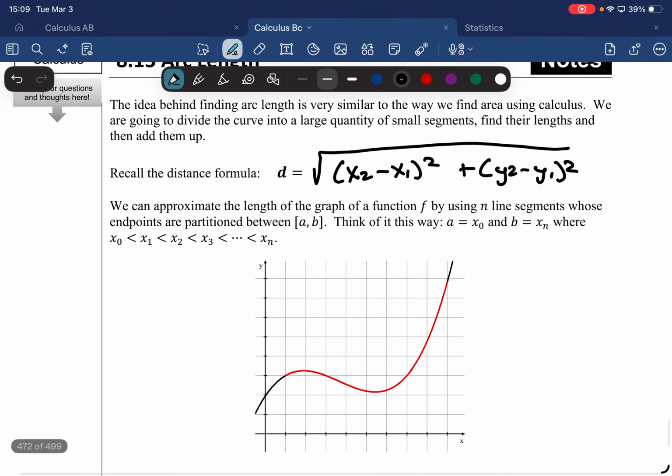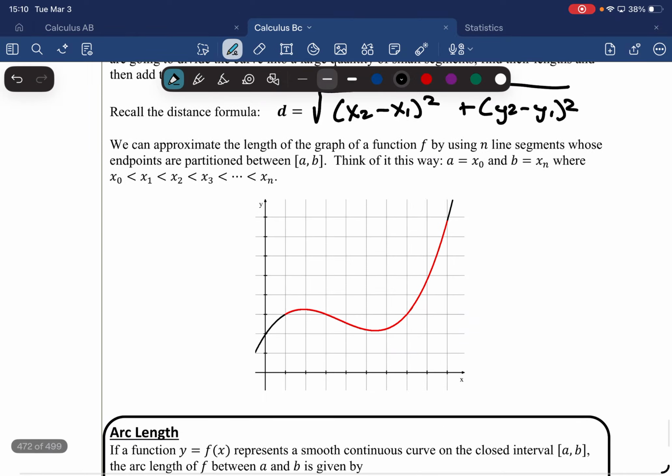So it says we can approximate the length of a graph of a function f by using line segments whose endpoints are partitioned between a and b. And it says think of this as a being x sub 0 and b being x sub n, where the numbers between that would be x sub 1, x sub 2, etc. This is telling us how many small segments we are using to calculate the distance.